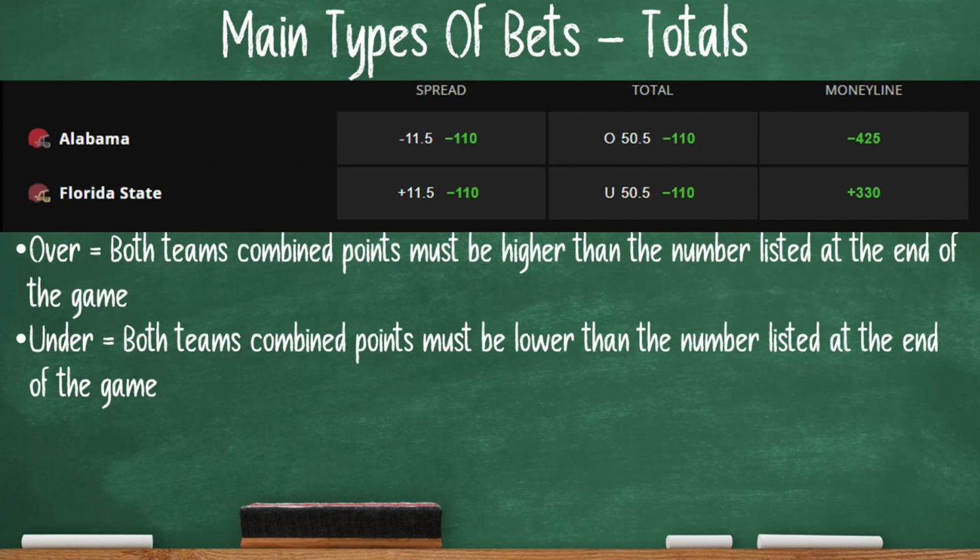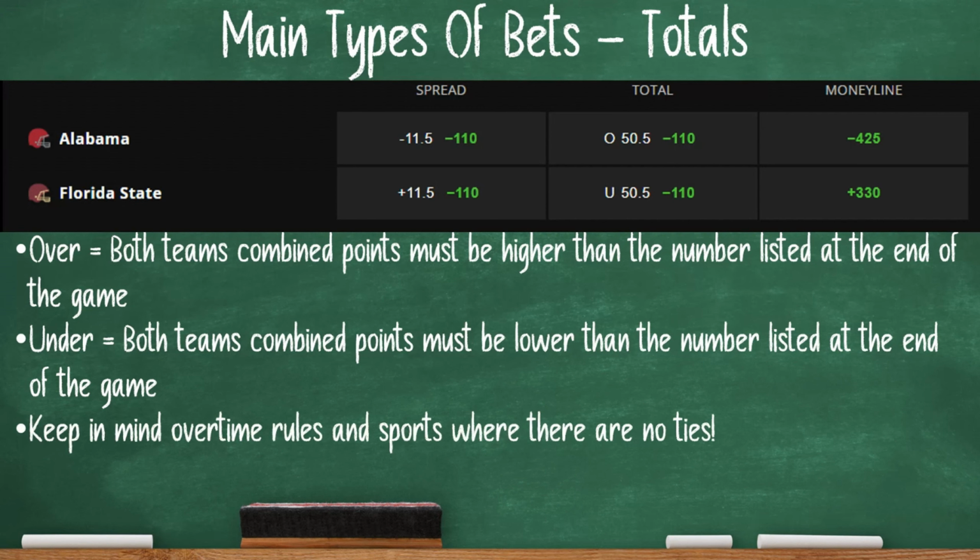Now, I do want to point out some caution here. Keep in mind overtime rules in sports where there are no ties. So let's use MLB as an example, right? If you have a total for a game that is over 8.5, and both teams are tied 4-4 going into the ninth, well, the over has technically already hit, right? Because games can't end in a tie, and someone's going to have to score one more run for that game to be over, or to at least win by one run for that game to be over. So the nine is effectively in play.